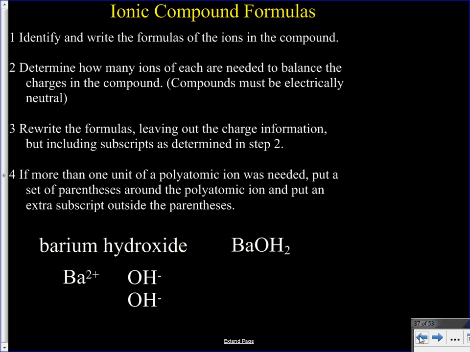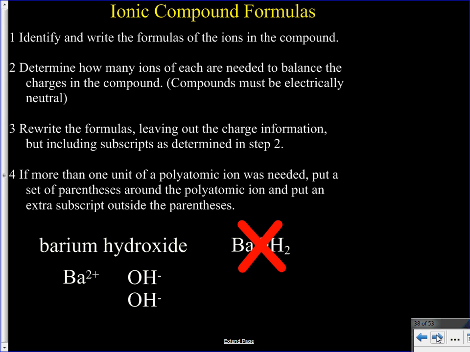As we look at it, if I just showed you that formula, BaOH2, it would look like we had 1 barium and 1 oxygen and 2 hydrogen. But we know we had 2 hydroxides, and each one of those hydroxides gave us an oxygen, and right now in this formula it looks like we only have 1. So that's wrong. So what do we do?